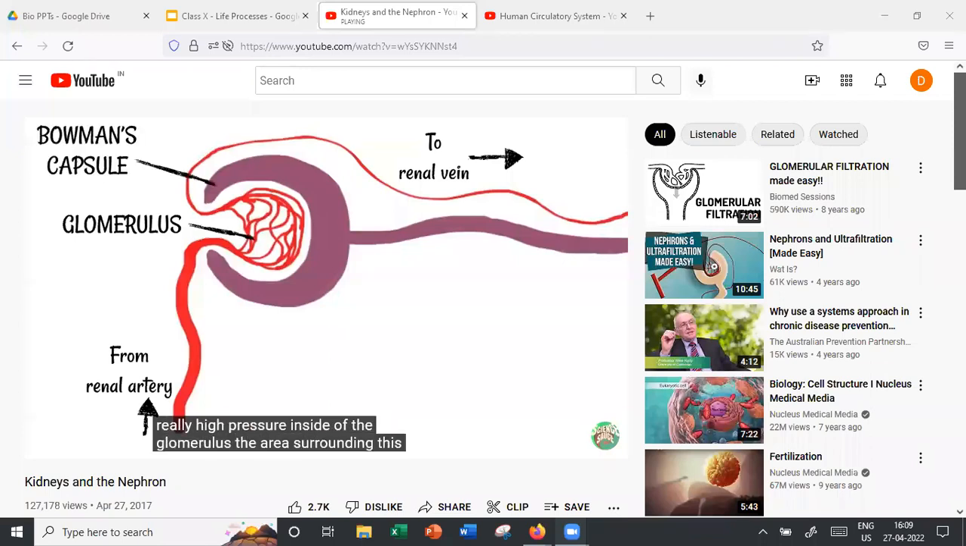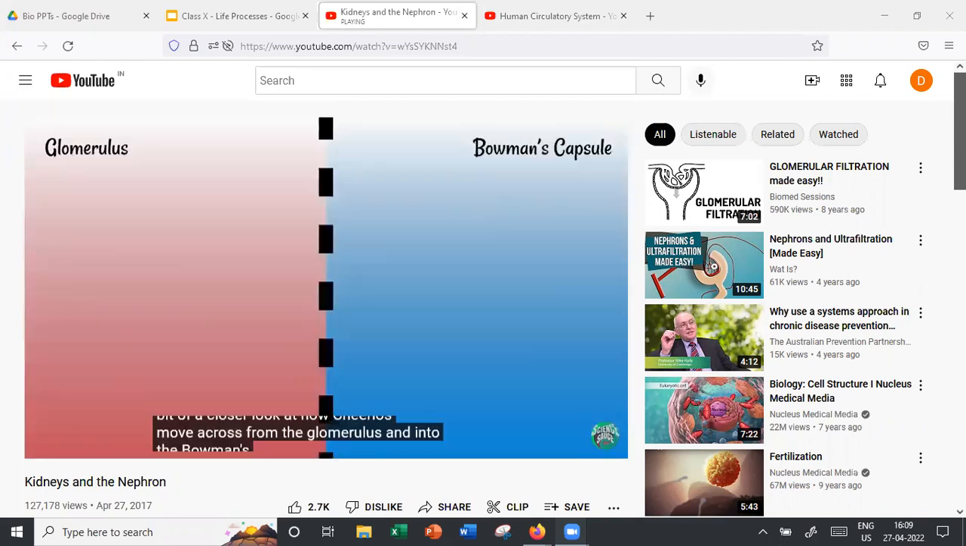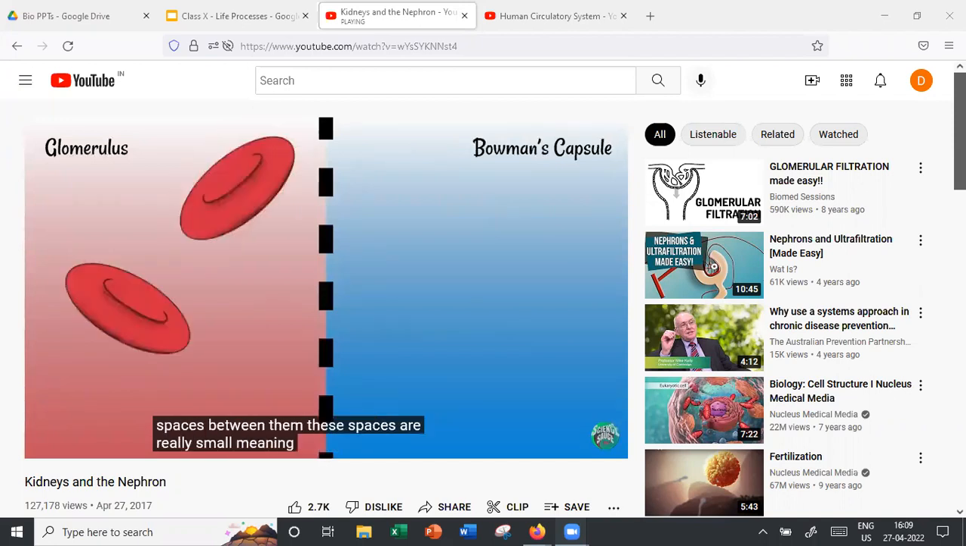The area surrounding this is known as the Bowman's capsule or the renal capsule, and the high pressure forces material to move from the glomerulus into the Bowman's capsule. Once the material's in the Bowman's capsule, it can then continue on through the tubule. But let's have a closer look at how materials move across from the glomerulus and into the Bowman's capsule. Notice that there's lots of tiny little spaces between them. These spaces are really small, meaning that red blood cells can't get through. They're too large. Similarly, other large structures like proteins are mostly too big to get through. Smaller structures, however, little molecules like urea, are small enough to get through. So urea will transfer into the Bowman's capsule.